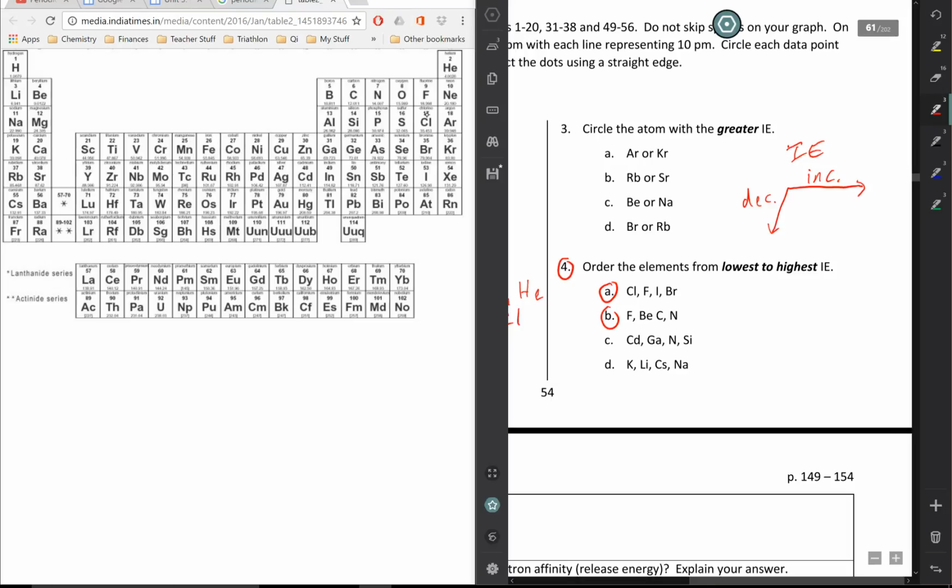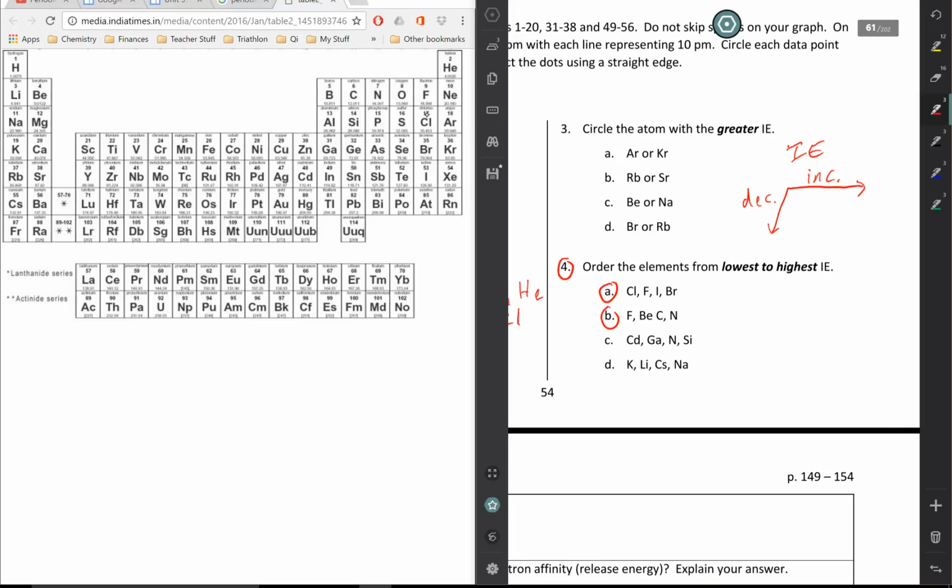Oh, I said that opposite. Start at the bottom of the group, that's going to have the lowest, and work your way up to the top. So we have chlorine, fluorine, iodine, and bromine in question 4A. Find them on the periodic table. They're all group 17 nonmetals.